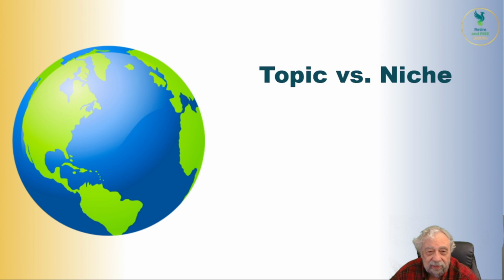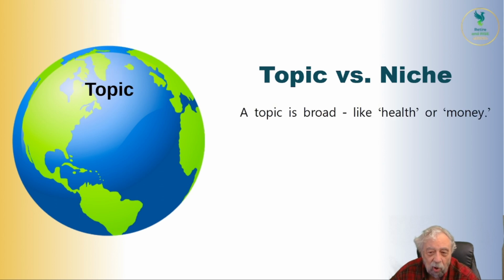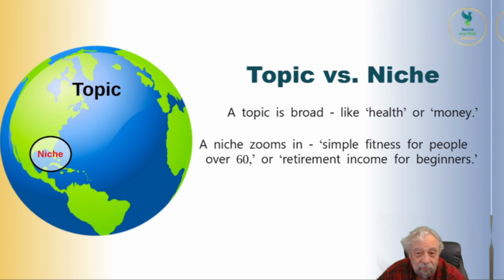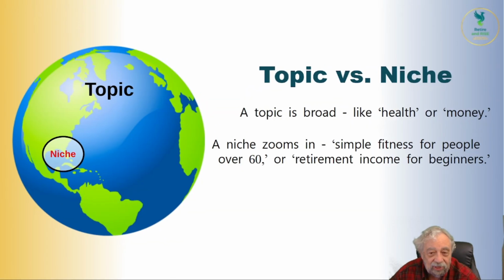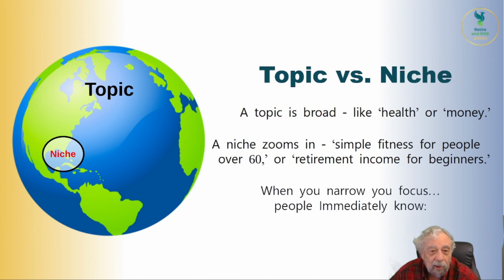What's the difference between a topic and a niche? A topic is very broad, like health, money. A niche zooms in: simple fitness for people over 60, retirement income for beginners. When you narrow your focus, people immediately know this is for me.